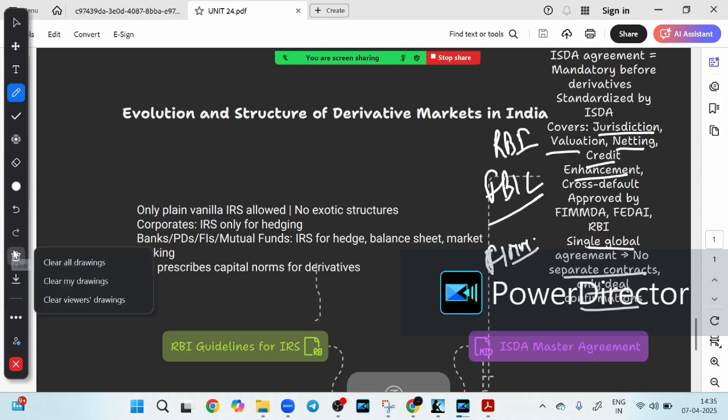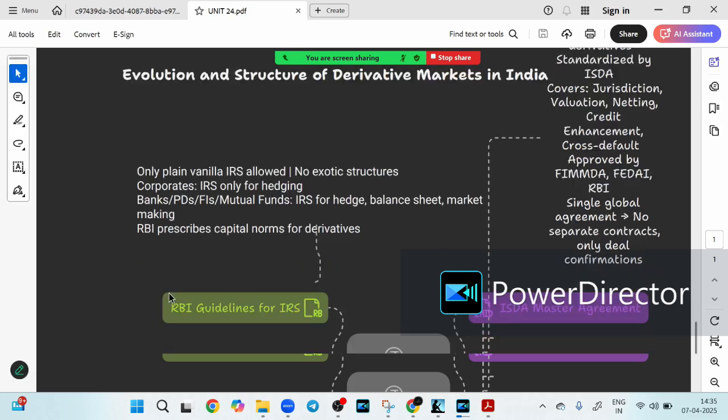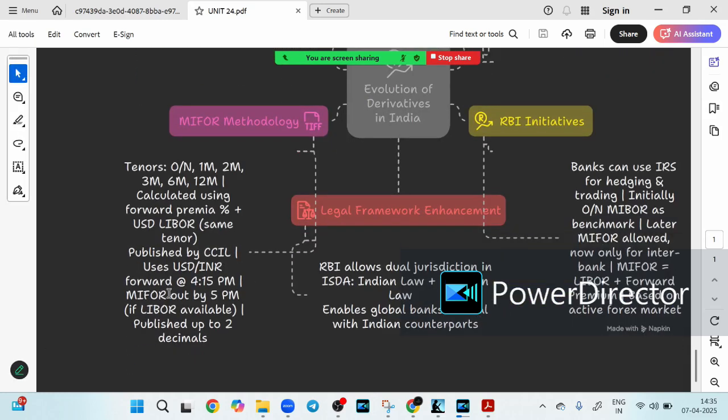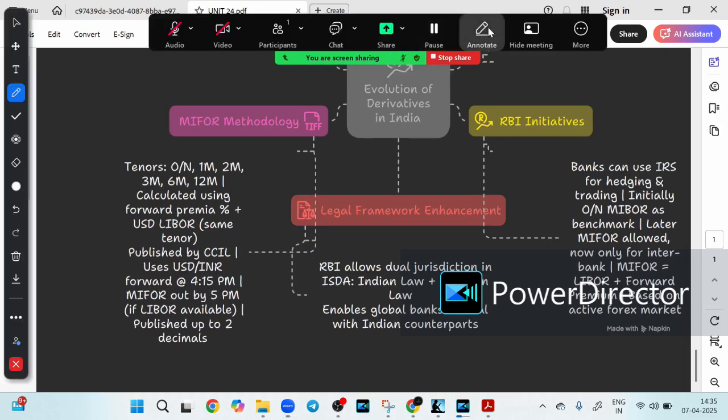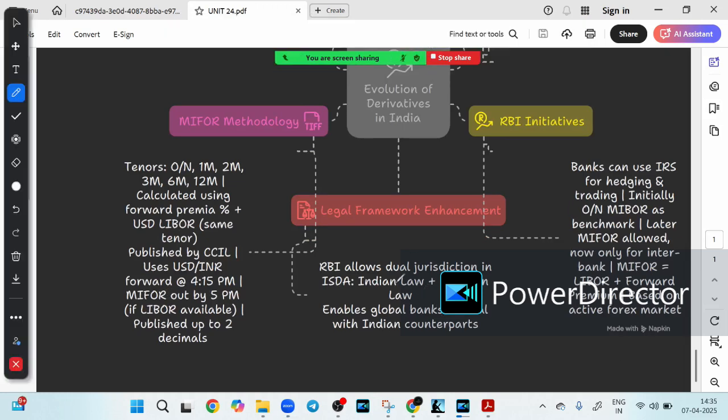If you look at the legal framework on the right-hand side, friends, at the bottom you can see that RBI introduced a major boost. What did RBI introduce? Dual jurisdiction under ISDA. Right now, derivatives can operate under both Indian law as well as common law. That is what RBI has introduced, a legal framework enhancement.